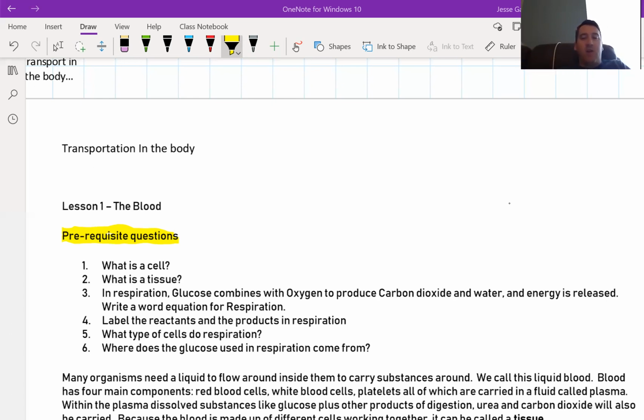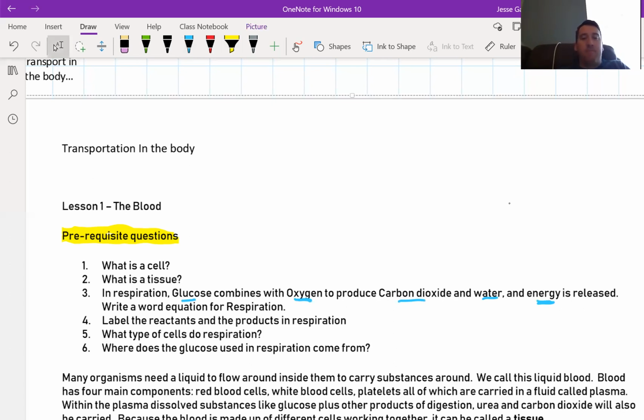Next one, in respiration, glucose combines with oxygen to produce carbon dioxide and water, and energy is released. Write a word equation for respiration. Well, this shouldn't be too difficult because I have given you the substances involved. So if you didn't realize this, I'm going to highlight the substances: glucose, oxygen, carbon dioxide, water. Energy is not a substance, so I would not put this in the word equation. So I want you to pause the video now and have a go at this if you haven't already tried it properly.